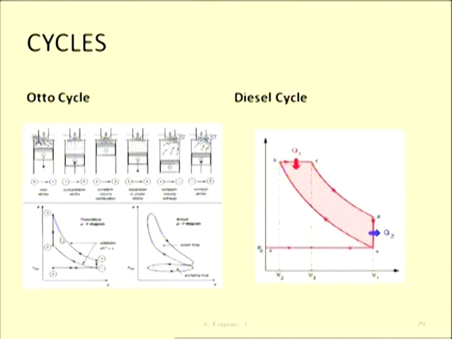Heat addition happens at constant volume in the Otto cycle. Heat addition happens at constant pressure in the diesel cycle. And if it is a dual cycle, then it will be a combination of this and this. So the diagram will be heat injection at constant volume, then a horizontal line, and then it will follow like this. So these are the two basic cycles, Otto and diesel cycle.